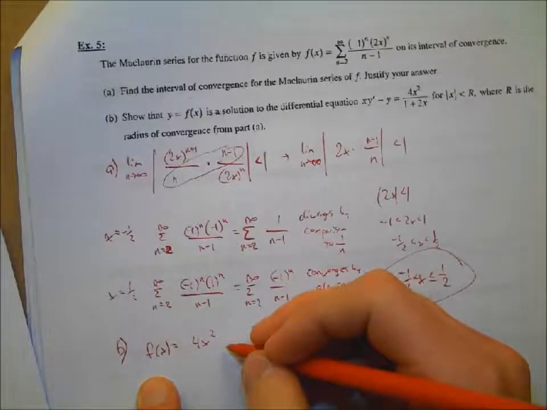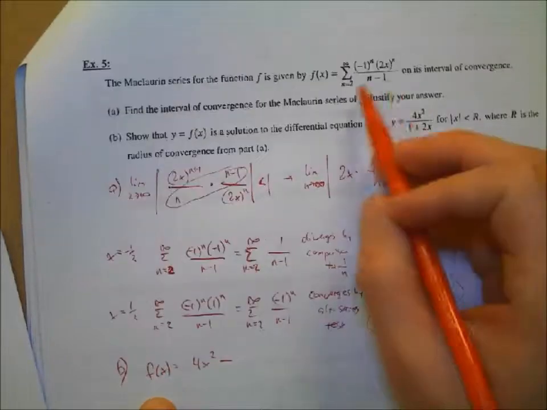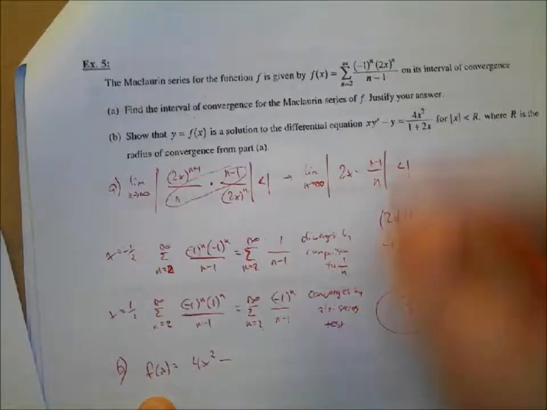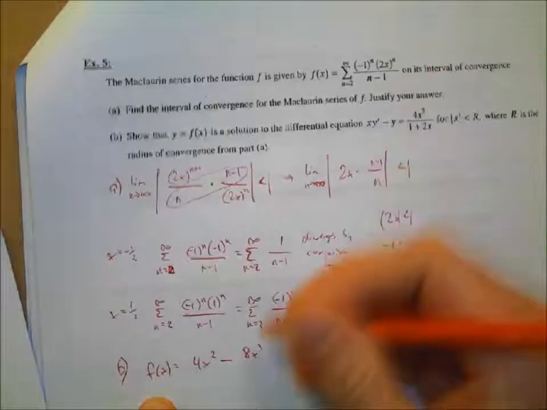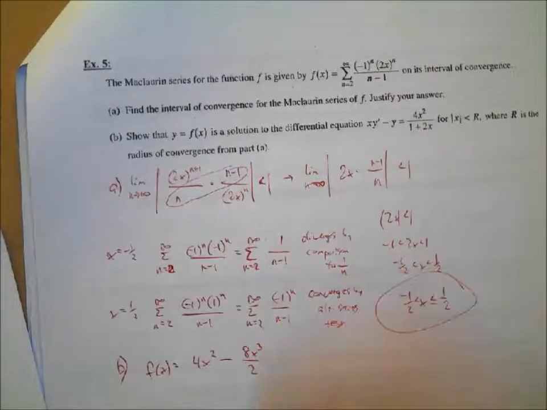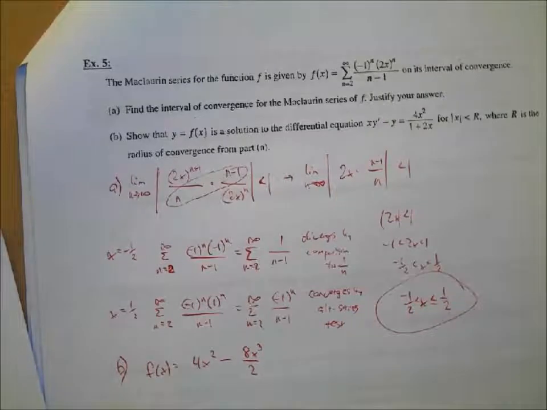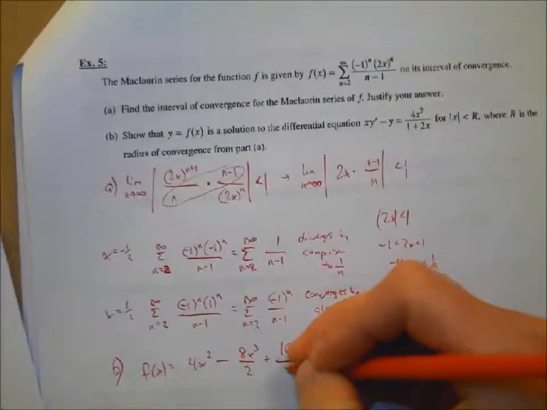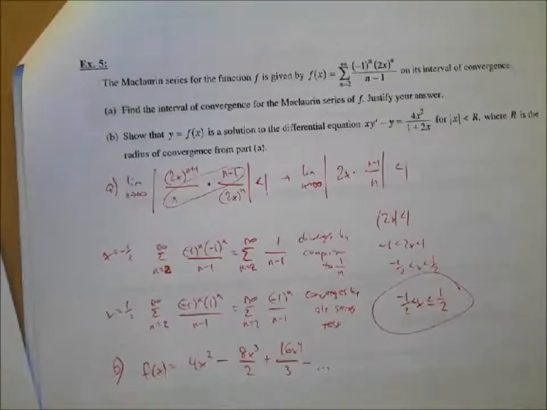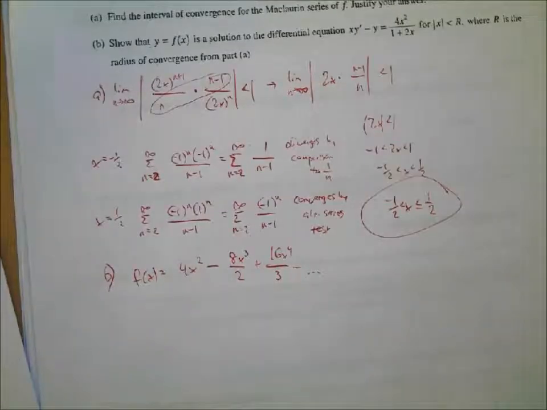And then the next term is going to be, well, if I put in a 3 here, negative 1 to the third is now minus. 2x to the third is going to be 8x to the third. And then 3 minus 1 will be now 2. So 8x cubed over 2. And the next term will be 16x to the fourth over 3, minus dot, dot, dot. I'm not going to keep doing that. We'll just do those terms right there. Okay, so that's f of x.